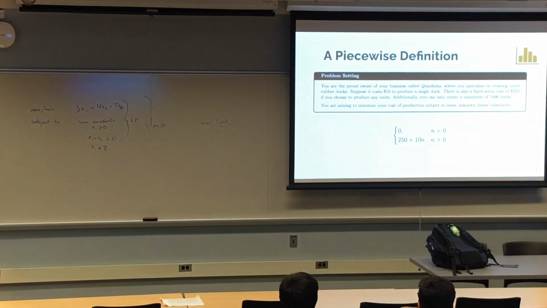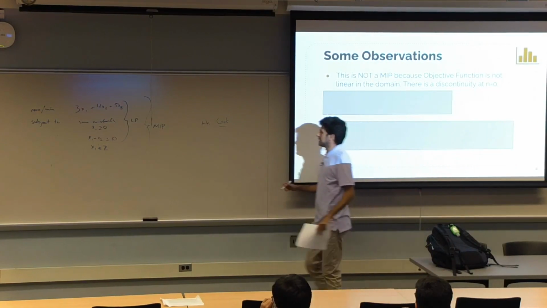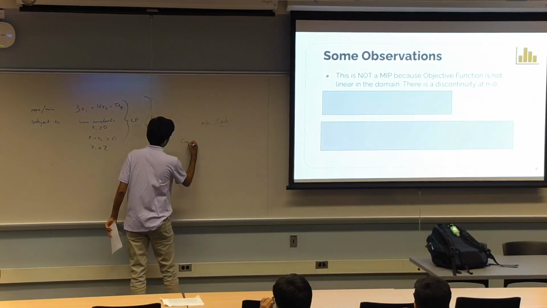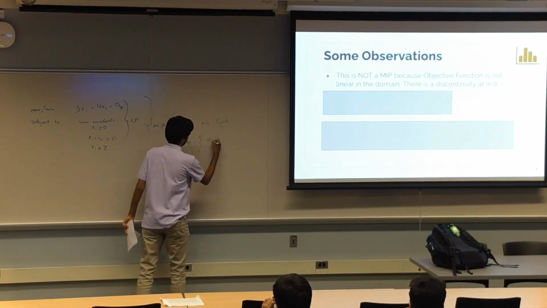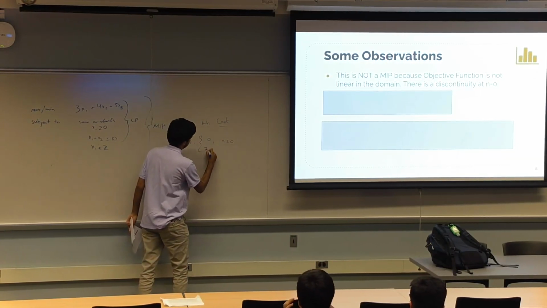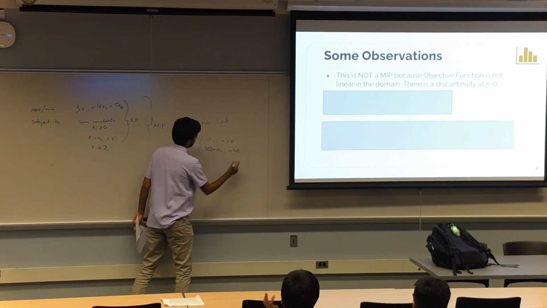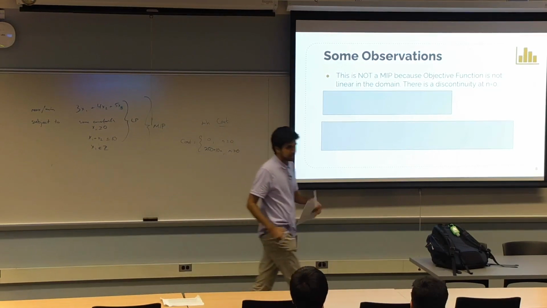Now, the issue is that this is not a mixed integer program, because the cost function that we had, we just said that cost will be equal to 0 if n is equal to 0, or 250 plus 10n if n is greater than 0. This is not a linear function.